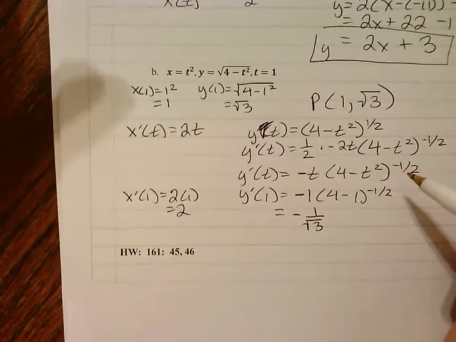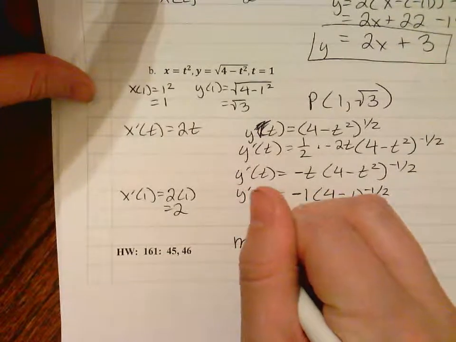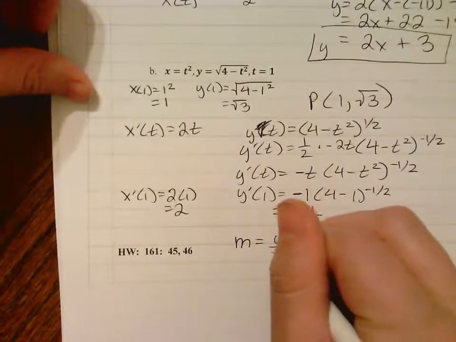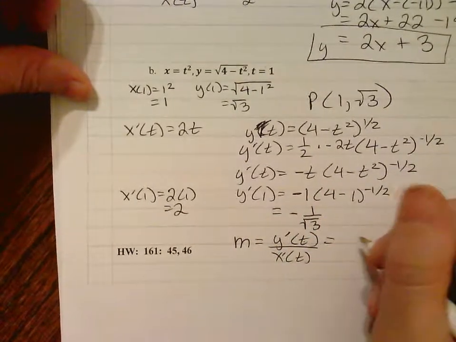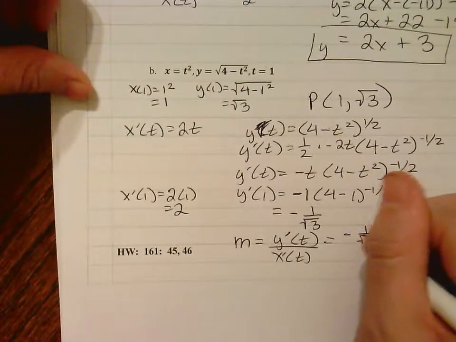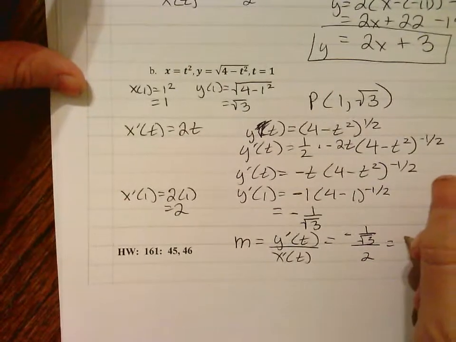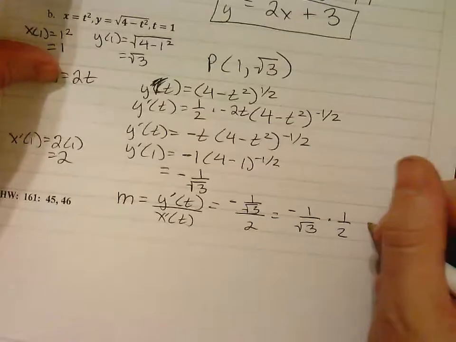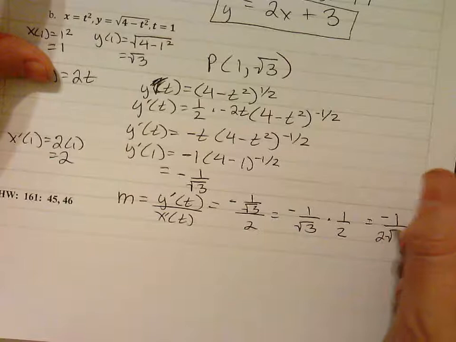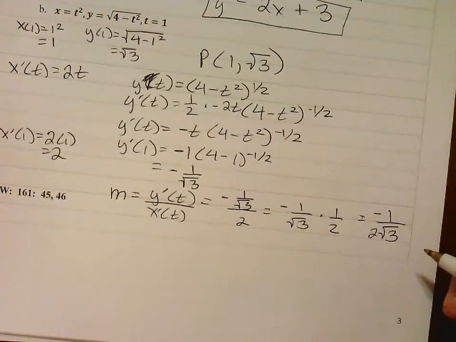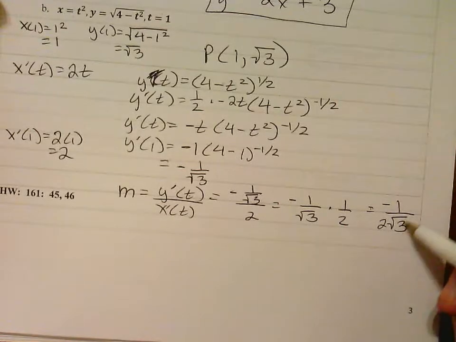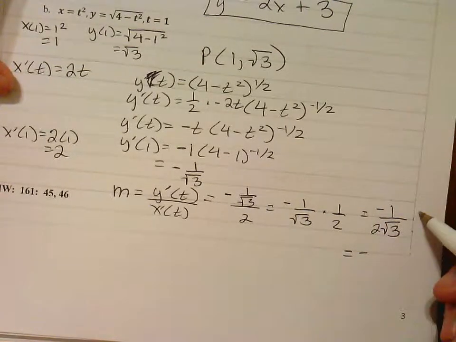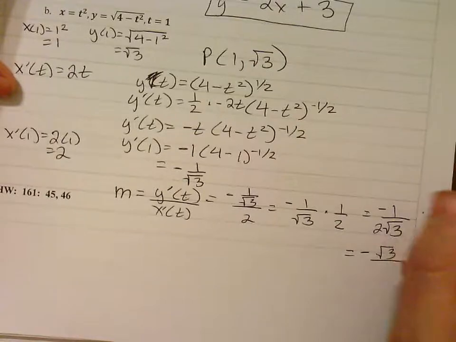So to find slope, m is going to be y prime of t over x prime of t, which is negative 1 over square root of 3 divided by 2, which is negative 1 over square root of 3 times 1/2. So you get negative 1 over 2 square root of 3. That's just slope. Now you're finding the tangent line. But we don't like radicals in the denominator, so more accurately, multiply by square root of 3, which is going to be square root of 3 over 2 times 3, which is 6.